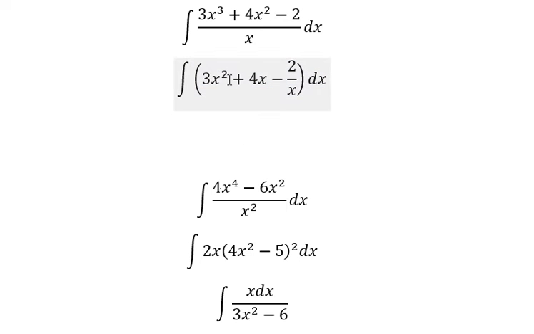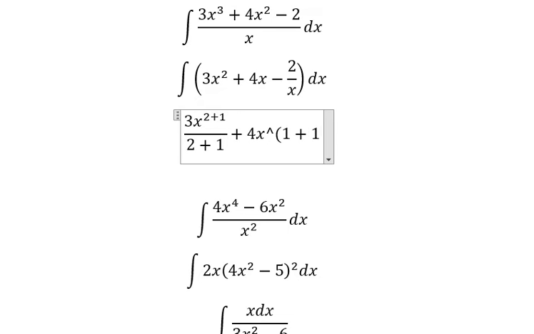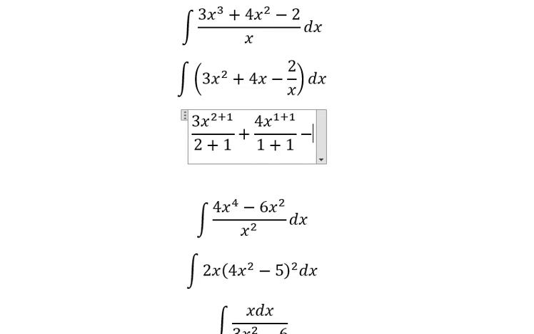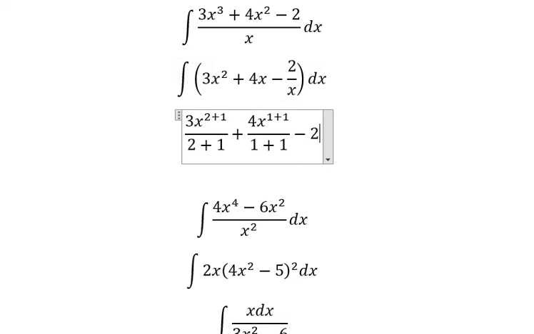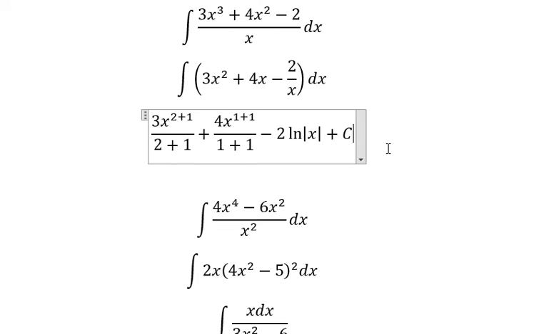Next, the integration of s squared, you will get s to the power of 2 plus 1 over 2 plus 1. The next one, this is about number 1. So you will get 1 plus 1 over 1 plus 1. The next one, the integration of 2 over x. You get 2 ln of the absolute value of x, and we put c.